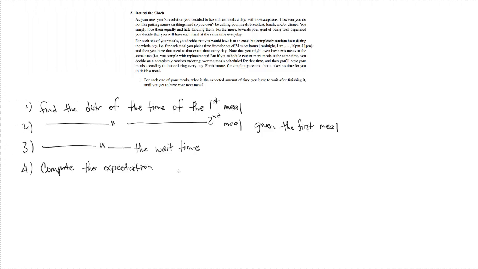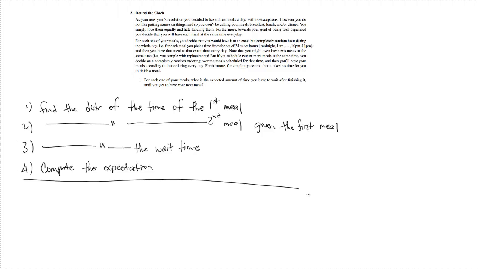But this seems like a lot of work. Finding the distribution of the time of the first meal is already kind of tricky. And then finding the distribution of the second meal given the first meal is at least as tricky. And then finding the difference between these two distributions is probably even trickier. And then computing the expectation may or may not be difficult depending on the nature of the distribution we found in number 3.